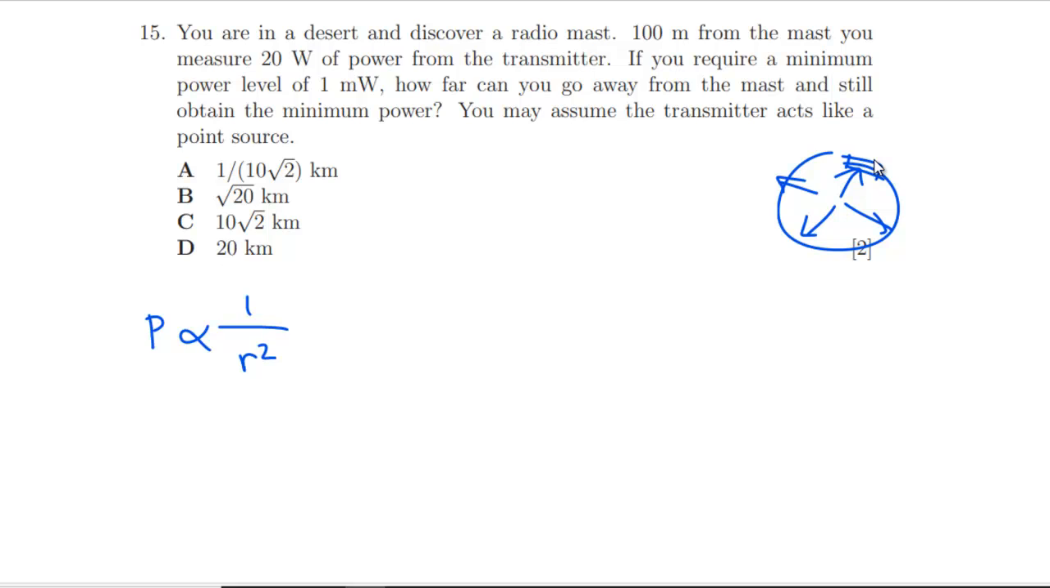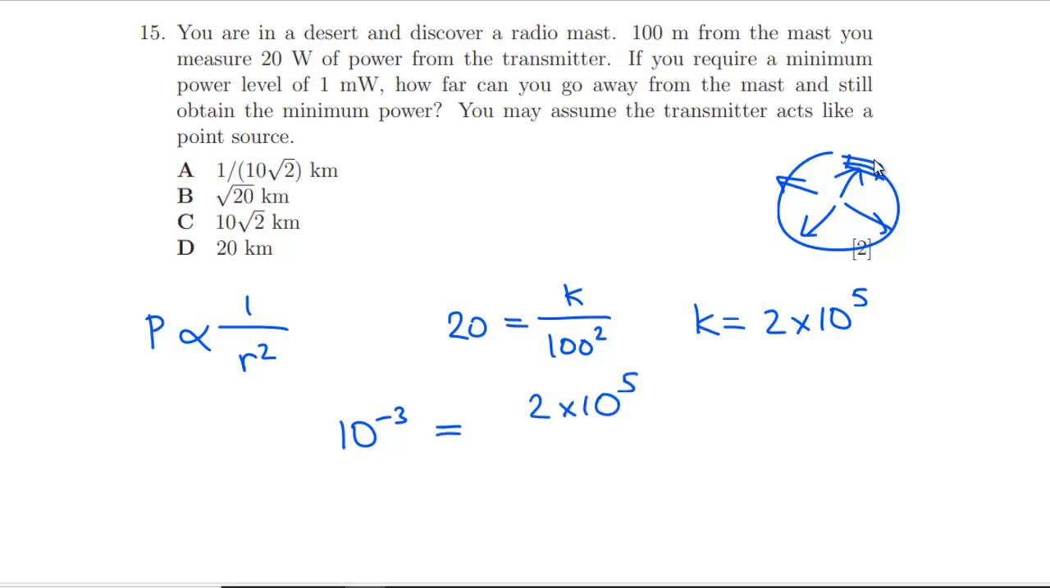So for what we start with, we can get our constant of proportionality. So 20 is equal to k over 100 squared. So k is 2 times 10 to the 5. Now we can put this in again, and we want to say that now we've got 10 to the minus 3 is equal to 2 times 10 to the 5 divided by d squared. So d squared is going to be 2 times 10 to the 8, so d is root 2 times 10 to the 4.